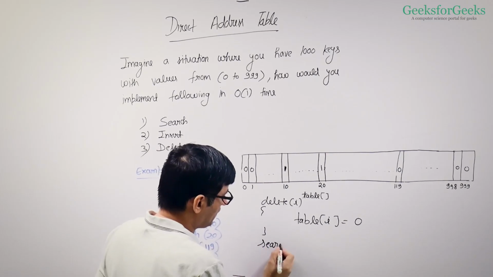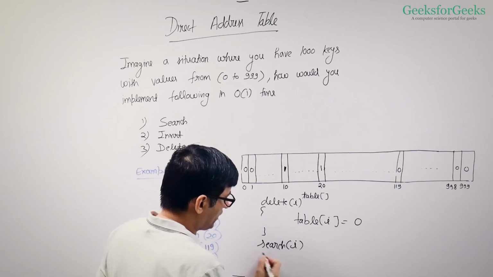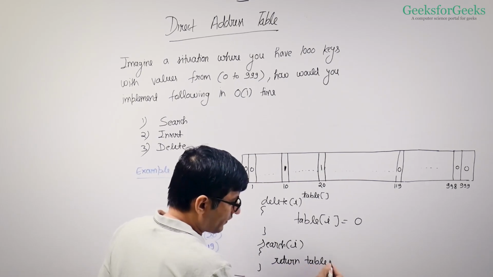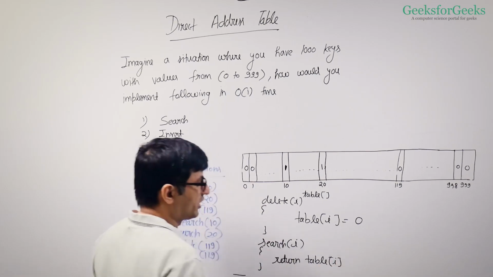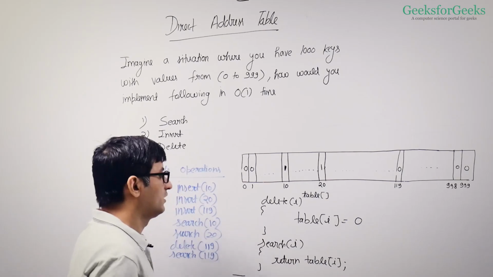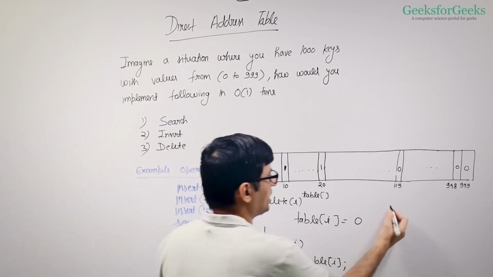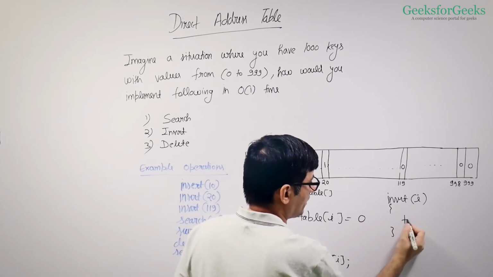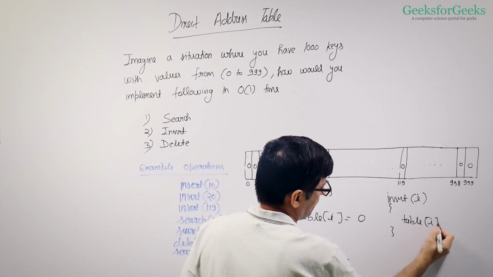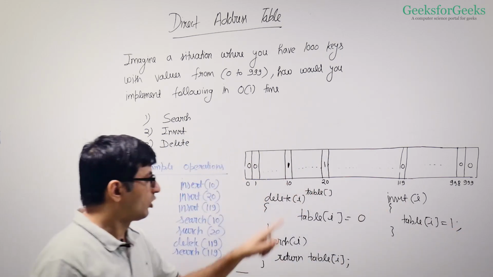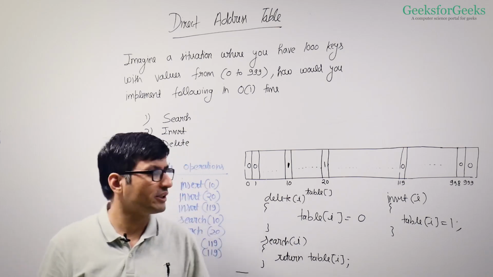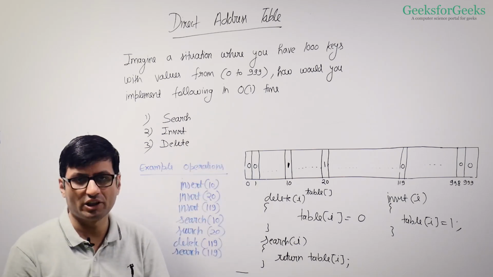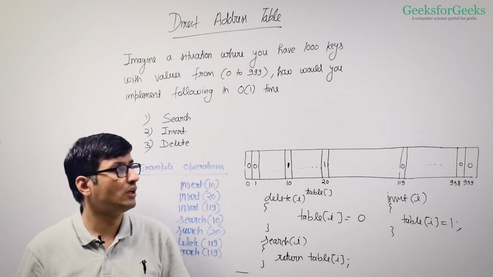Search i will return whatever is the value of table[i]. If it is 0, then it will return 0. If it is 1, then it will return 1. Insert i, I will simply do this, where i is a key to be inserted: table[i] is equal to 1. So all these are simple operations. They are big O of 1 operations, and we are able to achieve all these three operations in big O of one time. Big O of 1 in the worst case.